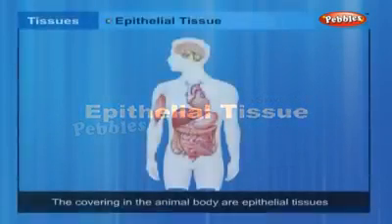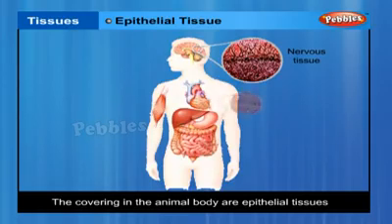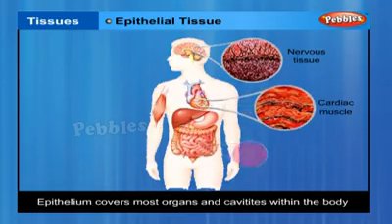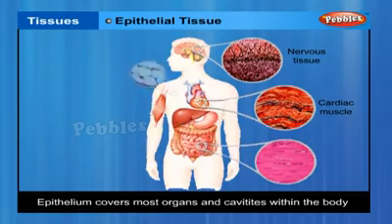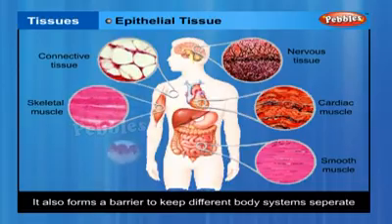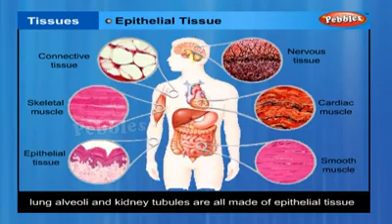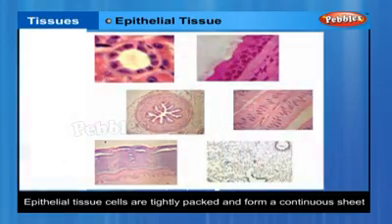Epithelial tissue. The covering or protective tissues in the animal body are epithelial tissues. Epithelium covers most organs and cavities within the body. It also forms a barrier to keep different body systems separate. The skin, the lining of the mouth, the lining of blood vessels, lung alveoli, and kidney tubules are all made of epithelial tissue. Epithelial tissue cells are tightly packed and form a continuous sheet.